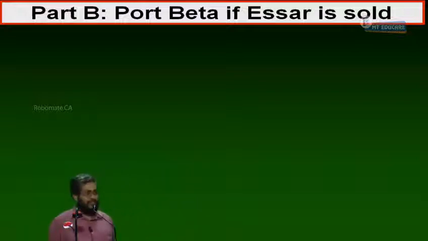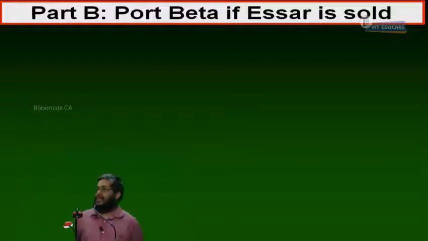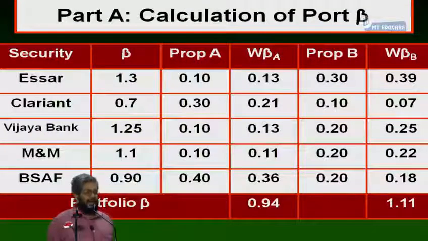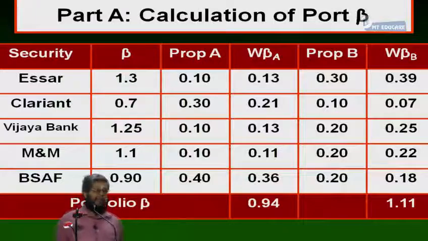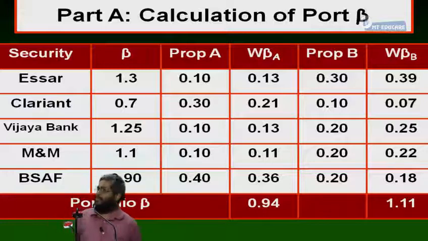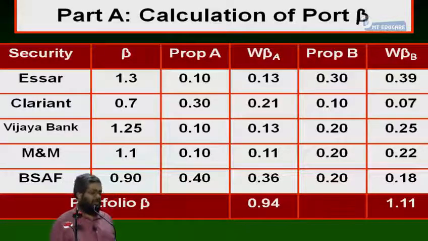Hence, we are moving our funds from an asset having beta of 1.3 to an asset having beta of 0. Everybody, are you understanding this or not?